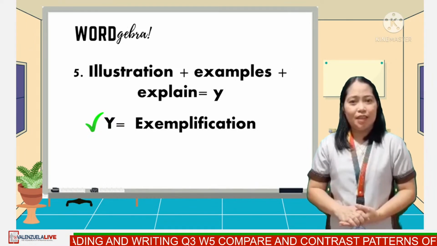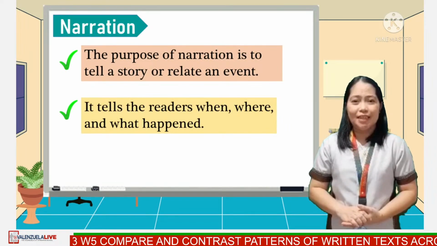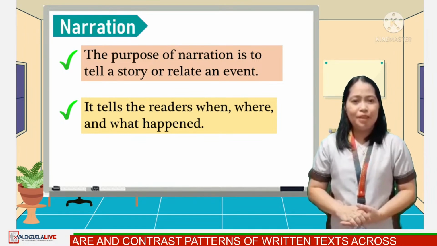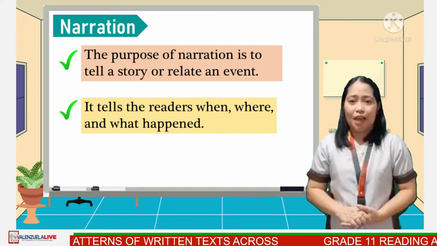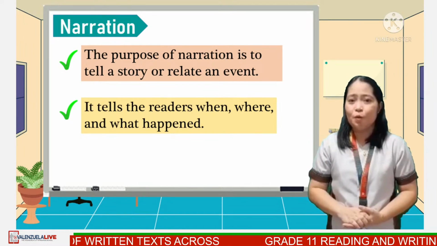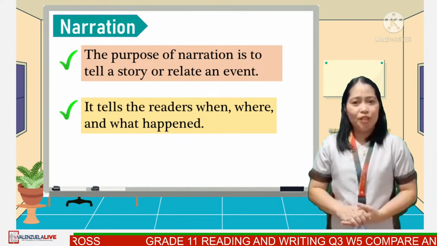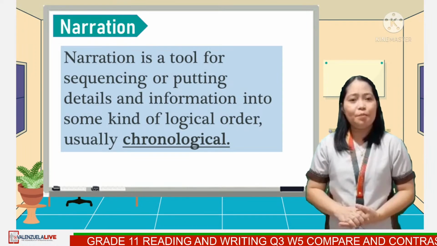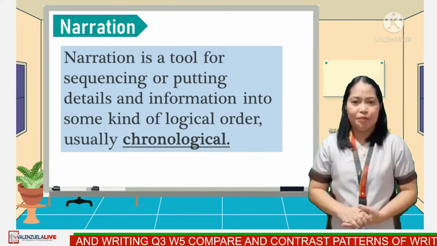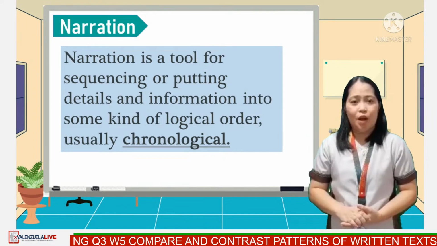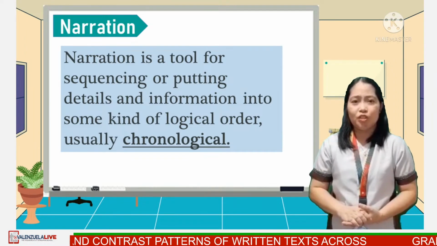Let us now discuss each pattern of paragraph development. First on the list is narration. The purpose of narration is to tell a story or relate an event. It aims to tell the readers when, where, and what happened. Narration is a useful tool for sequencing or putting details and information into some kind of logical order, usually chronological. When we say chronological, it means the writer follows the order in which they happened.